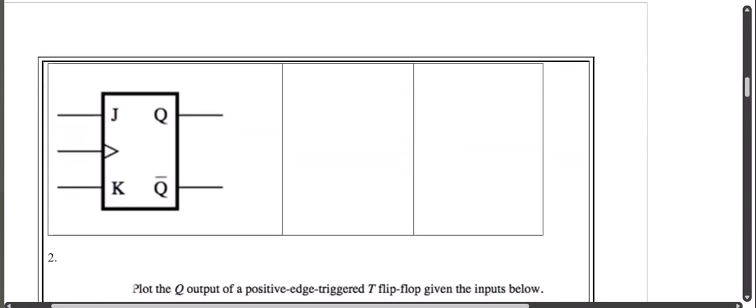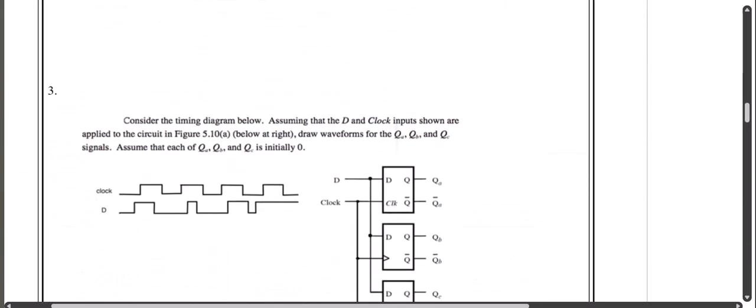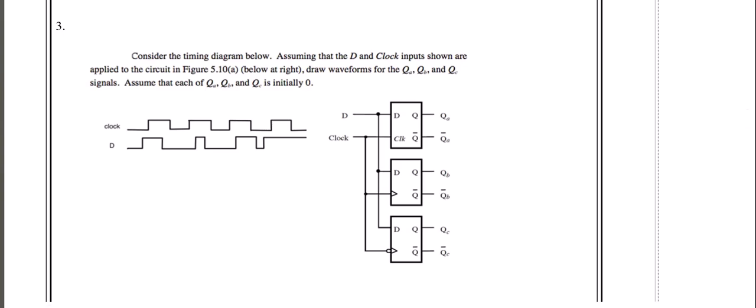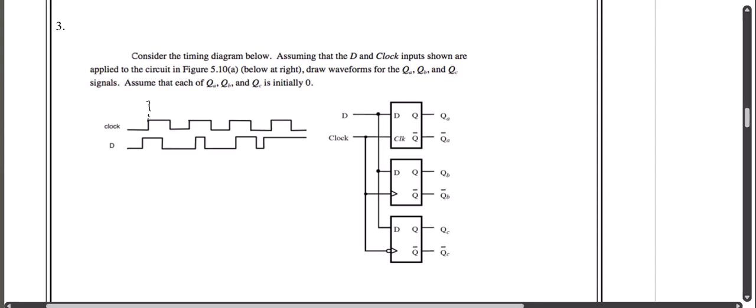Like if I look at problem 3, and I want to do the middle one here, the top one is just a latch, and the middle one is the D flip-flop we just had. So I'm going to draw these little vertical lines to show me where the positive edge of the clock is.